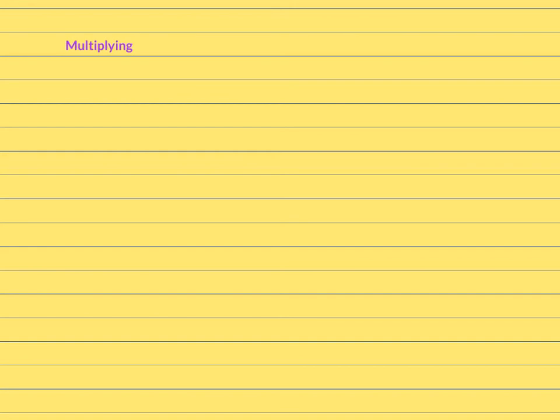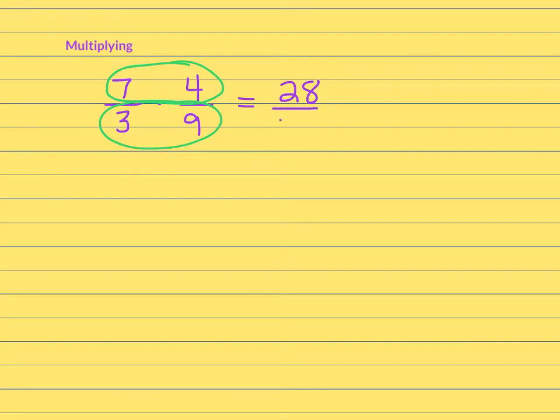So now let's remind ourselves how to multiply with fractions. And I think sometimes we think that multiplying with fractions is more complicated than it really is. When you're multiplying with fractions, so let's say 7 over 3 times 4 over 9, all we're doing is multiplying straight across. So top by top, bottom by bottom. And so we end up with 28 over 27. And then of course in your final result, if you can do any sort of simplifying, go ahead and do it. In this case, I can't.